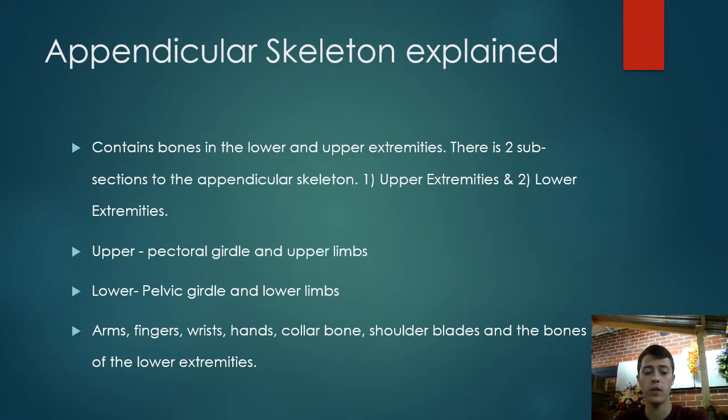With that being said, moving to the appendicular skeleton. The appendicular has bones in the lower and upper extremities. The two subsections again are the upper extremities and the lower extremities. Your upper extremities include the pectoral girdle and the upper limbs: your wrists, hands, fingers, arms. The lower extremities would be the pelvic girdle and down, which would be your lower limbs, legs, feet, toes, ankles, knees. Again, arms, fingers, wrists, hands, collarbone, shoulder blades, and the bones of the lower extremities make up the full appendicular skeleton.